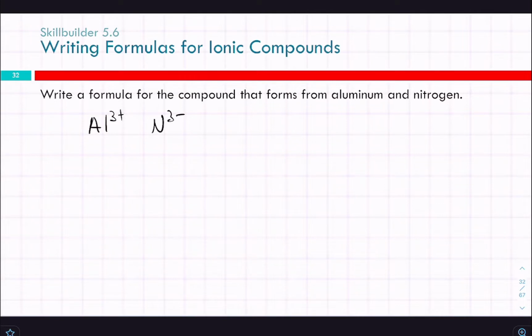So we can use the crisscross method here. We can say, take the 3, make it the subscript of N. Take the 3 from the 3 minus, make it the subscript for aluminum. So we get Al3N3. But this is not the simplest ratio. So at this point, you can divide these to get the simplest ratio. This one's fairly easy because they're both 3. So we can divide by 3 and get AlN.